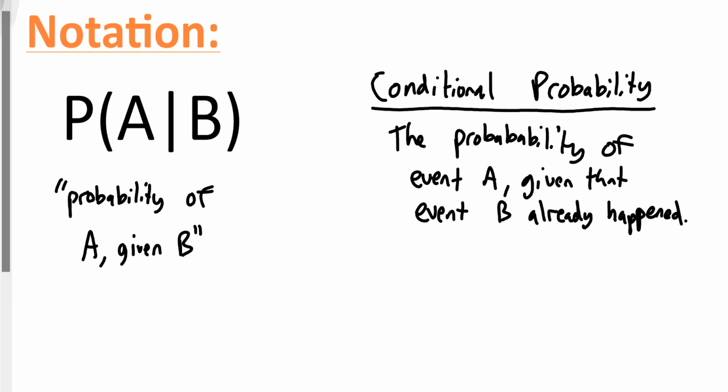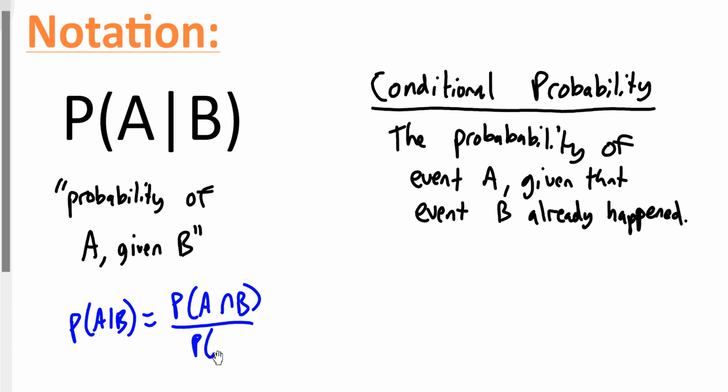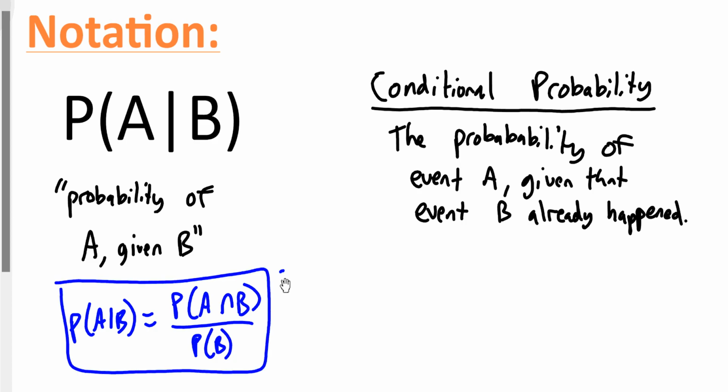And there just so happens to be a formula on your formula sheet for this, which we're not going to really use a lot today, but the probability of A given B is going to be equal to the probability of A and B divided by the probability of B. All right? So this is just on your formula sheet. We'll get into that more later.